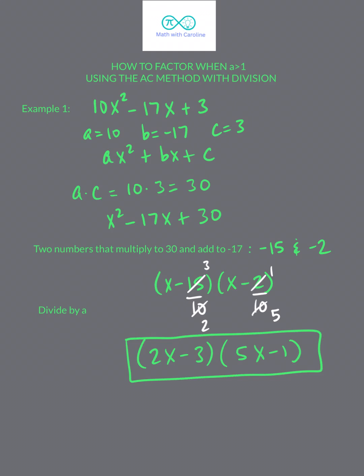Now, we can multiply back out to check it. You always should do that whenever you're factoring. So 2x times 5x is 10x squared. That's what we had here. 2x times negative 1 is minus 2x. Negative 3 times 5x is negative 15x. So negative 2x minus 15x, that's our negative 17x. And then negative 3 times negative 1 is positive 3. So you can see that this is correctly factored. So this is a pretty neat method.